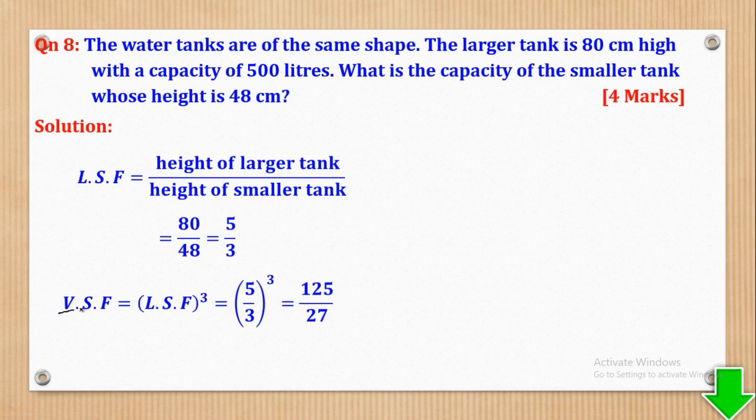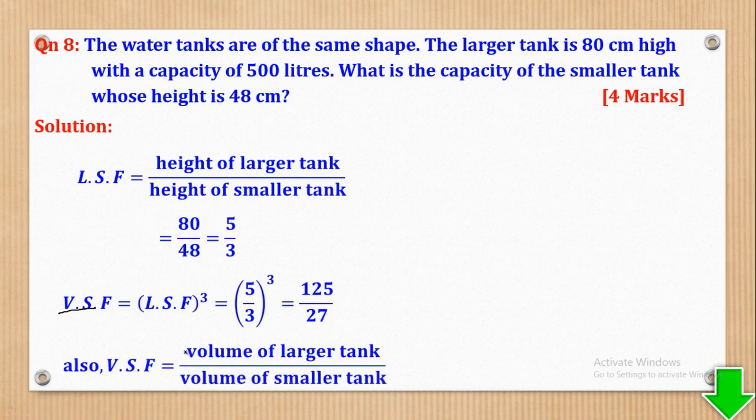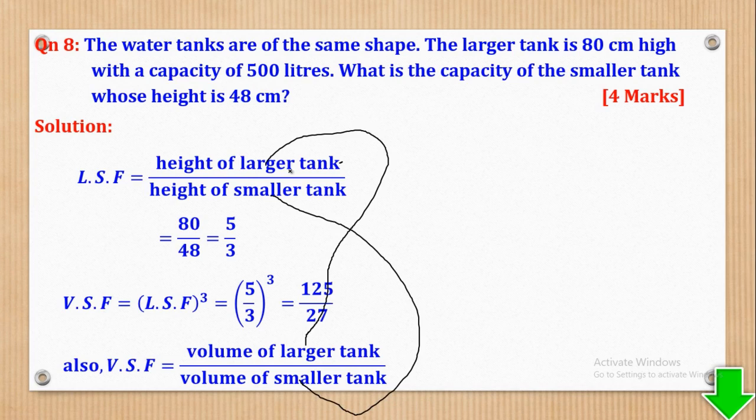So now that I've got volume scale factor, I'll go back and say that volume scale factor is equal to volume of larger tank over volume of smaller tank. So at this point you need consistency. What do I mean by consistency? If in a linear scale factor you began with larger tank, even in volume scale factor you must begin with larger tank and end with smaller tank. And the reverse is also true. If you begin with a smaller tank here, you also have to begin with a smaller tank here. So in this case, we began with a larger tank for LSF. That's why we begin with a larger tank here for also VSF. So consistency is needed.